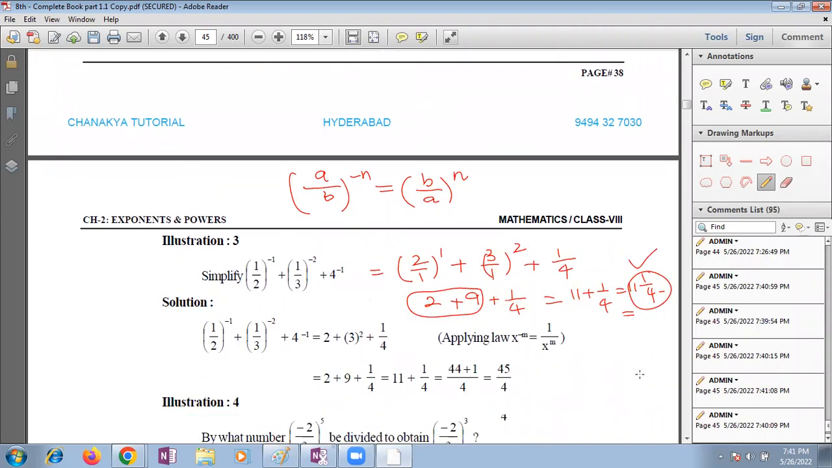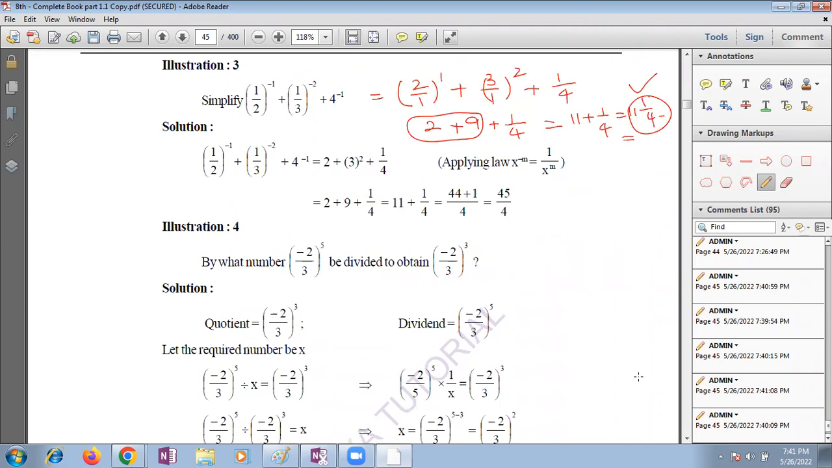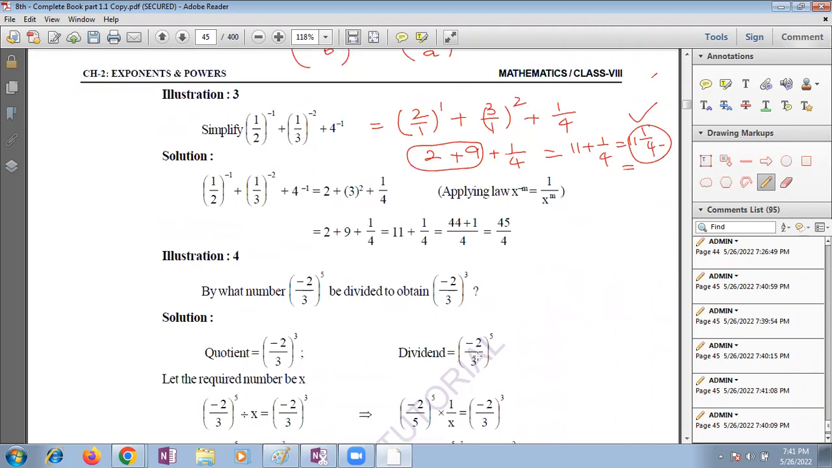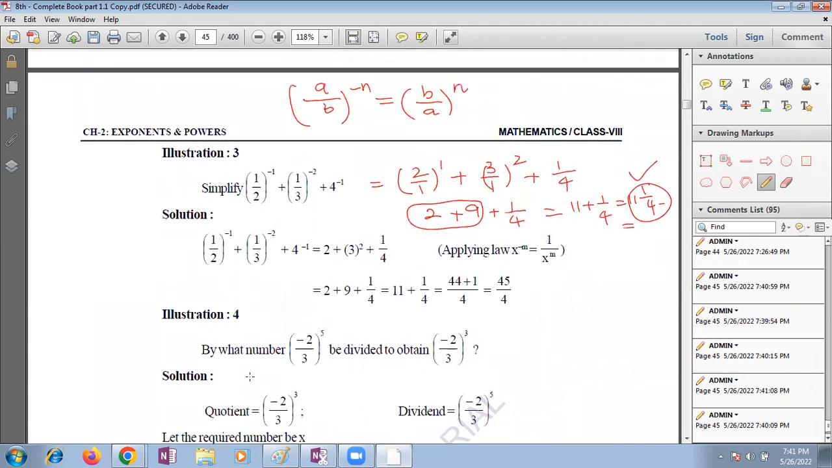Like that, you need to simplify, children. Further, we will see one more application. By what number should (-2/3)^5 be divided to obtain (-2/3)^3? Once again, you frame an equation. By what number should you divide to obtain the result? To obtain the result, what are you getting? Minus 2 by 3 whole cube. So what number should you divide by?